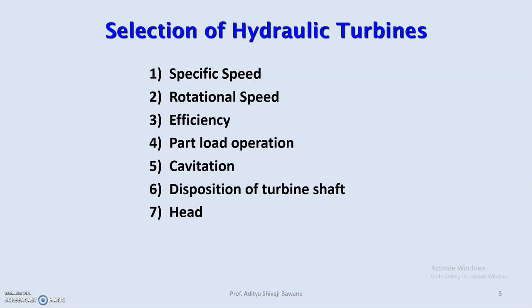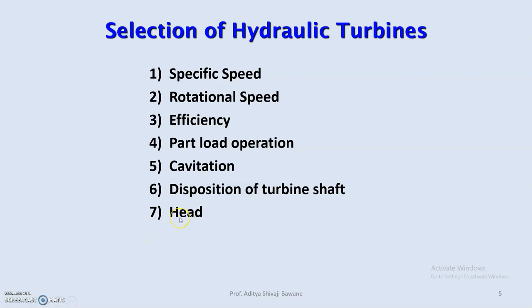Next is disposition of the turbine shaft. So we know this position of the shaft. Vertical shafts are most widely or universally used, and for very high head generally we use horizontal shaft. What it means is vertical shaft for all turbines, Pelton, Kaplan, Francis, and only for Pelton turbine with very high head we use horizontally mounted shafts.